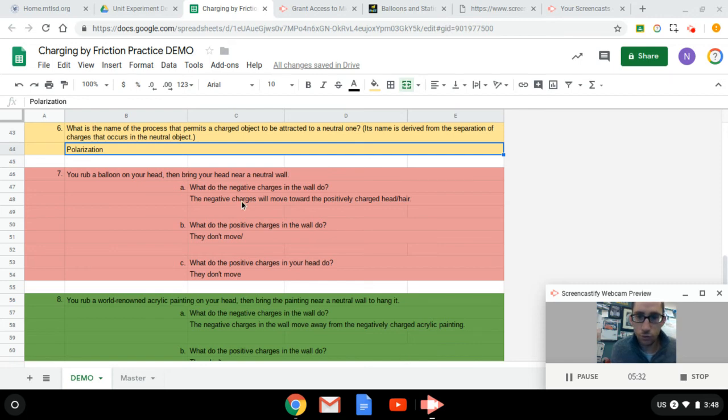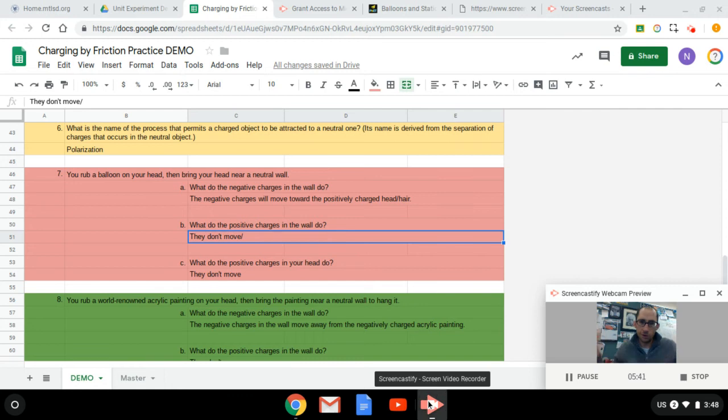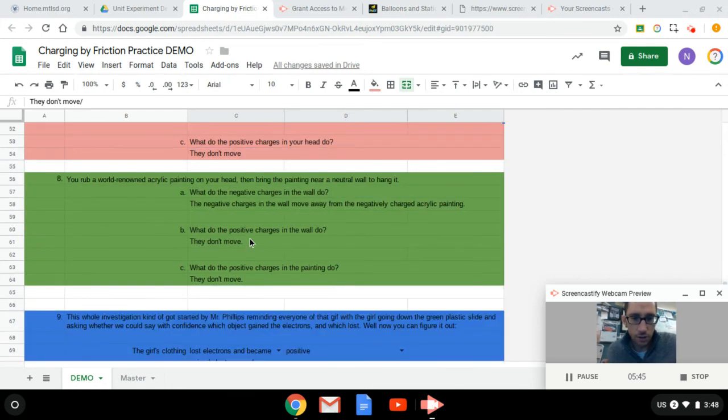So the negative charges move toward my hair, the little bits. And what do the positive charges do in each, my head and the wall? They don't go anywhere because they're stuck with the neutrons in the nucleus. And the same goes for number 8 with the positive charges in B and C.